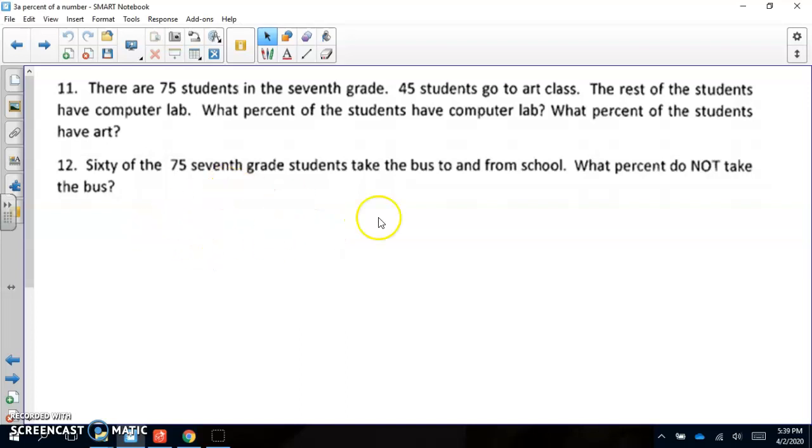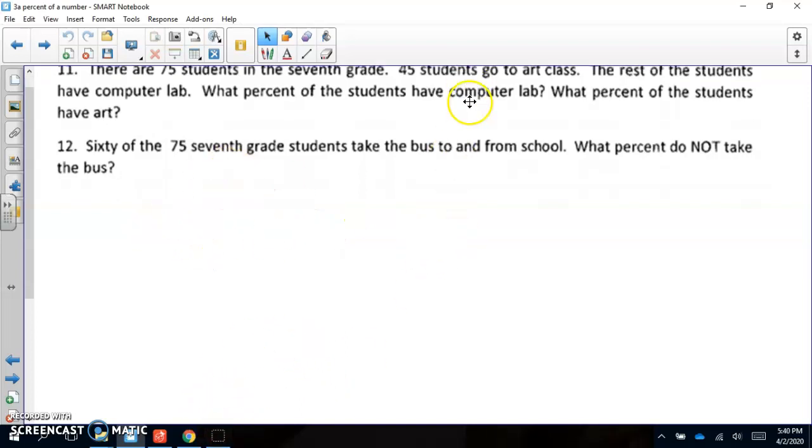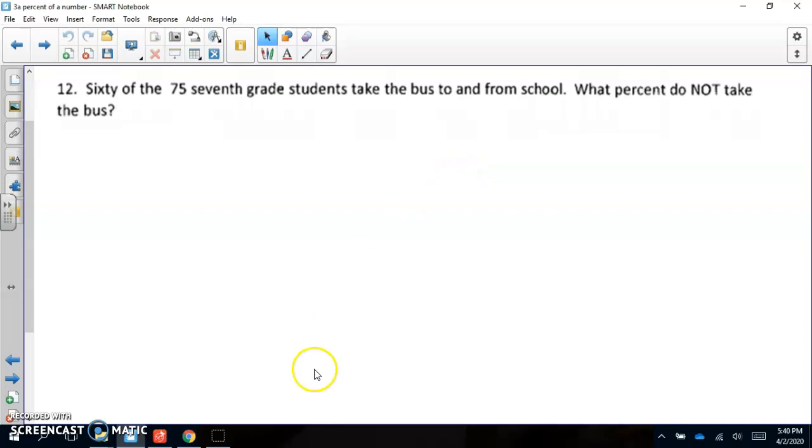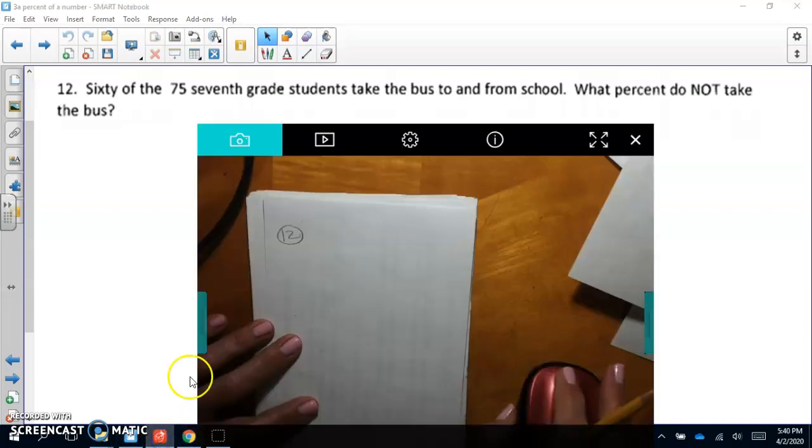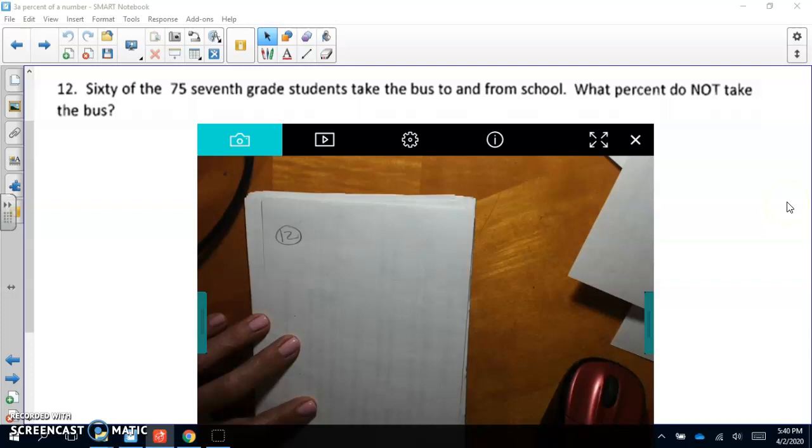All right, so here is the last one of the day for this problem set. 60 of the 75 seventh graders take the bus to and from school. Let's see if I can pull this back up again. Yes. What percent do not take the bus?